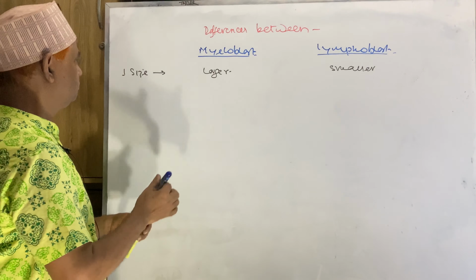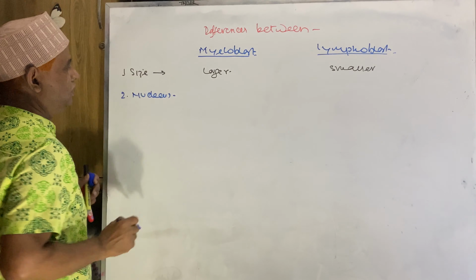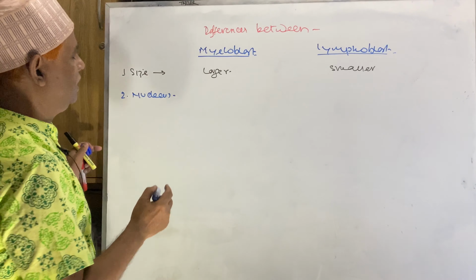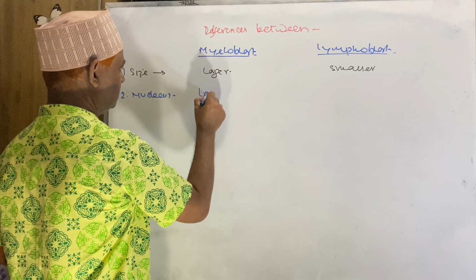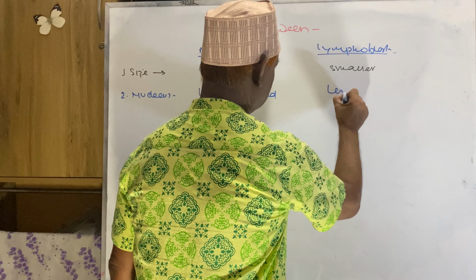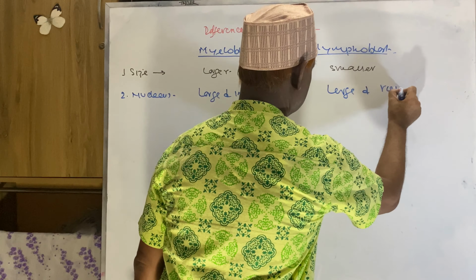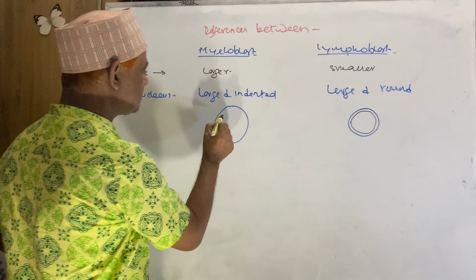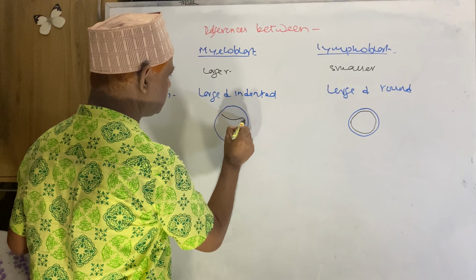Then nucleus. The nucleus of myeloblast is large and indented, but in case of lymphoblast, the nucleus is large and round. So if you consider, this is a large cell, the myeloblast, and this is a large cell, the lymphoblast, but smaller than the myeloblast. There is a large and round nucleus like this, but in case of myeloblast, the nucleus is a bit indented like this. So this is the nucleus of myeloblast, an indented nucleus.